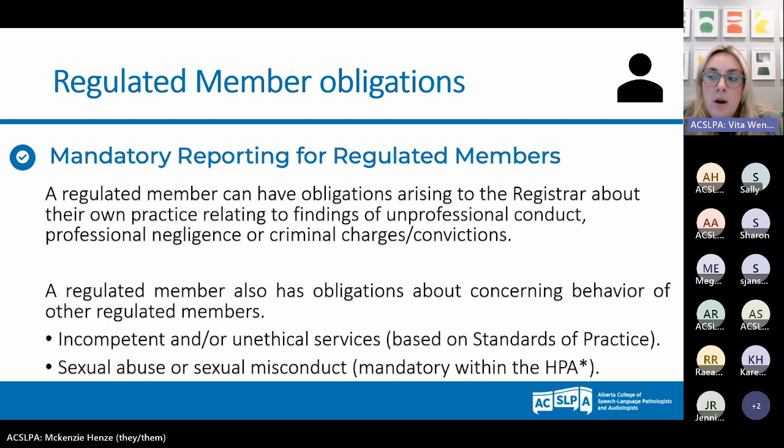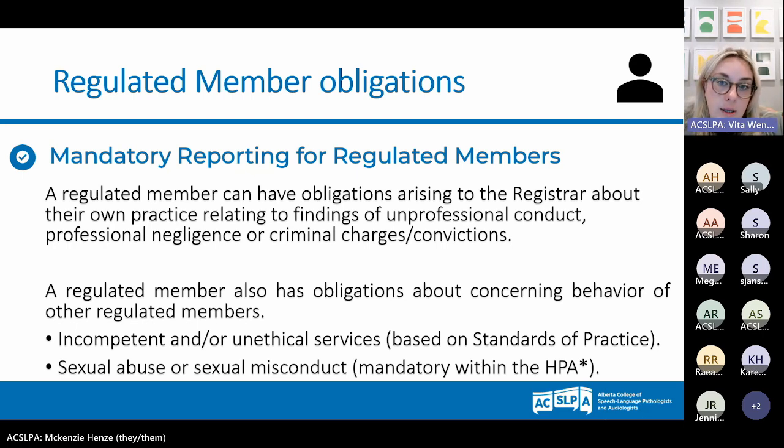Equally, there are obligations on a regulated member to the registrar. So this is a little bit outside of the complaints context, but relates in the sense of their own practice. So there is something called self-reporting. So, hi registrar, or hi complaints director, for the last 3 months I have been doing X, or this incident occurred with a patient, or something happened.